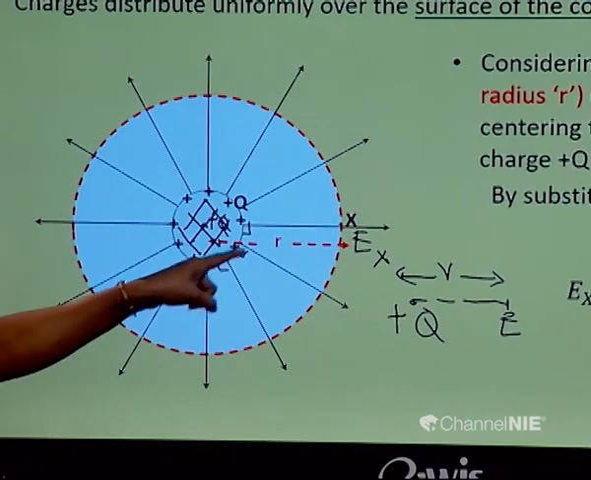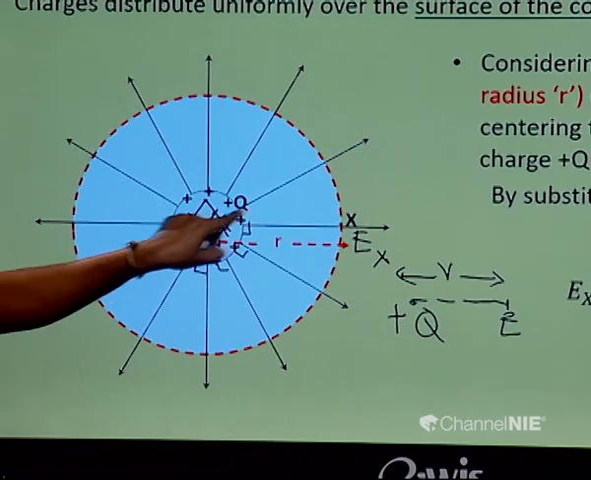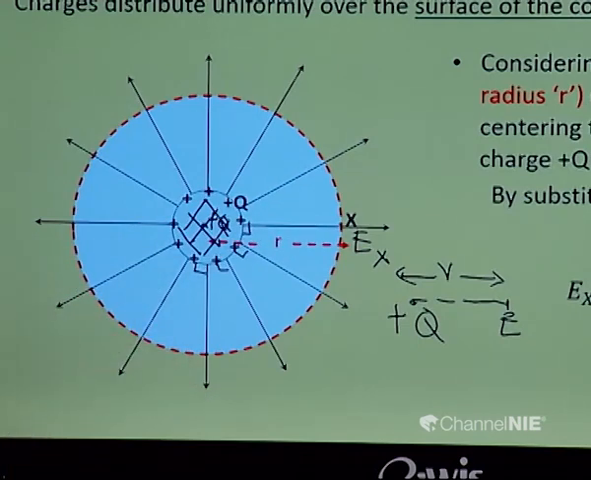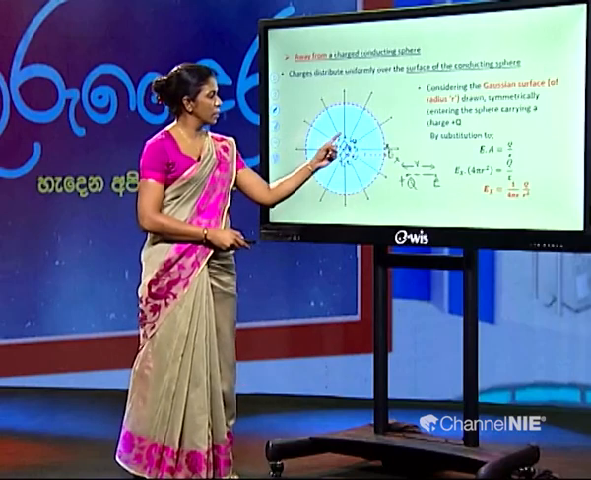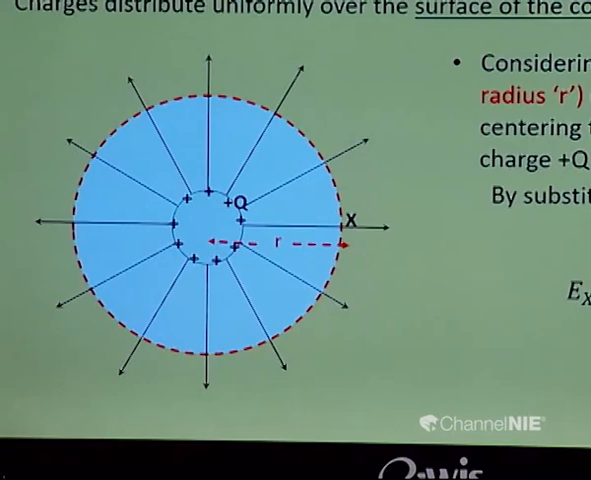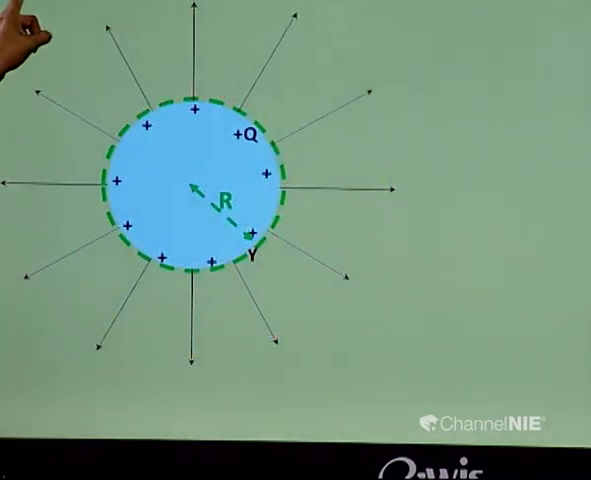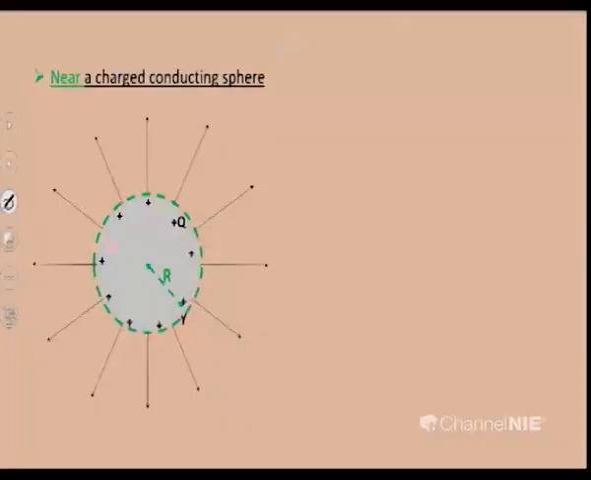So, whether the charge is distributed or you treat it as a concentrated charge at the center, the result we obtain would be the same. Now, that is for a point outside the conducting charged sphere. If you now think of a point near the charged conducting sphere, so that is the field lines that I have drawn perpendicular to the conducting sphere.